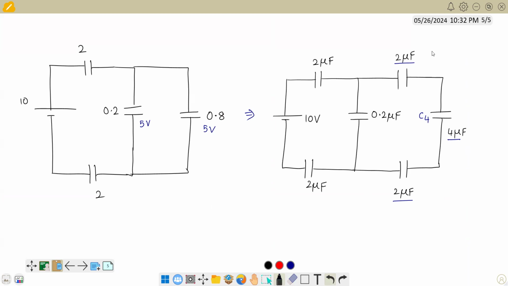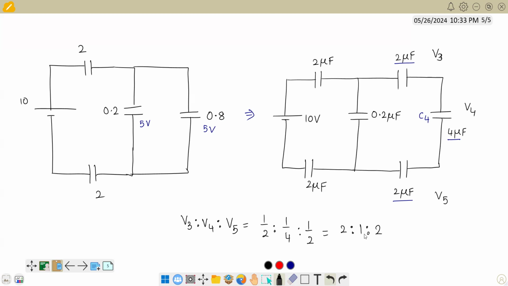Again, same logic. Let me call them V3, V4, V5. So we can write V3 is to V4 is to V5 equals 1 by 2 is to 1 by 4 is to 1 by 2. So again we can write 2 is to 1 is to 2.